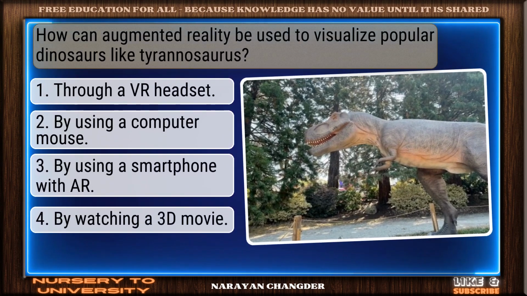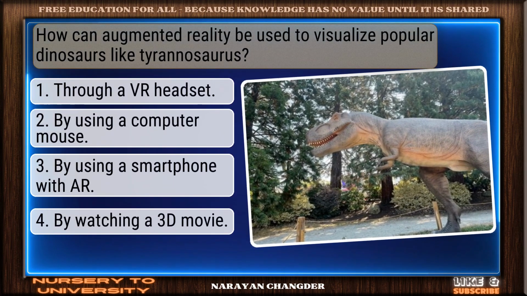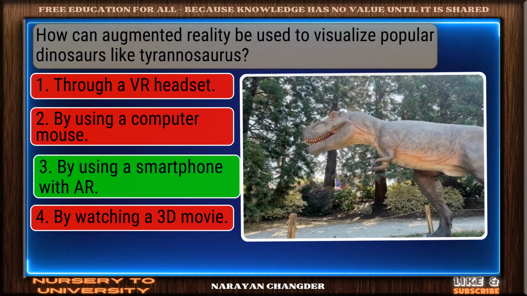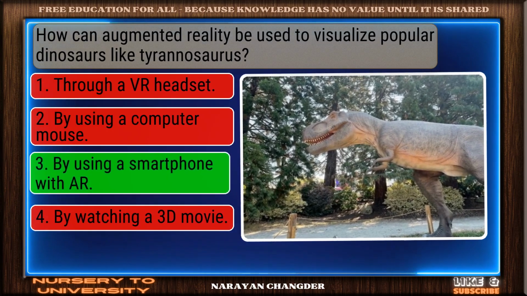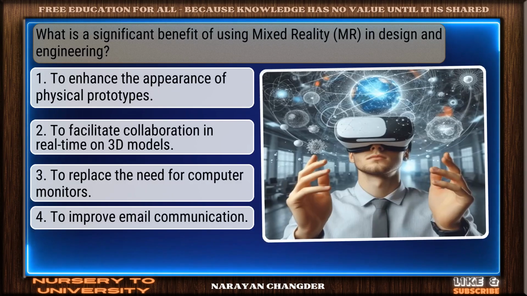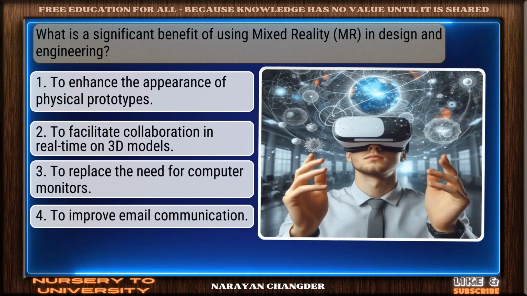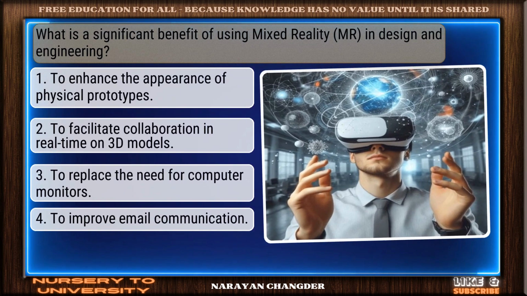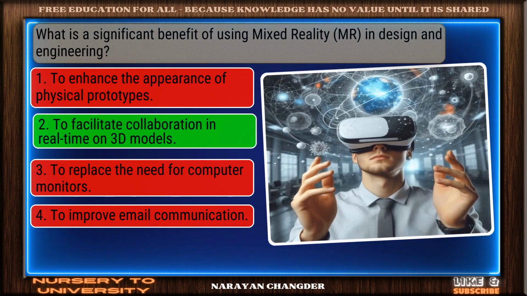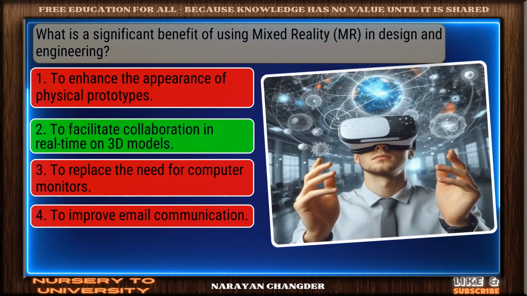Question number 13. How can augmented reality be used to visualize popular dinosaurs like Tyrannosaurus? Good thinking. By using a smartphone with AR is the right answer. Question number 14. What is a significant benefit of using mixed reality in design and engineering? Nice work. You chose to facilitate collaboration in real time on 3D models, and it is correct.